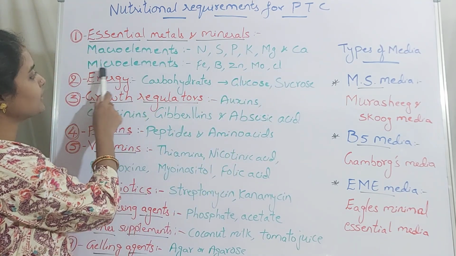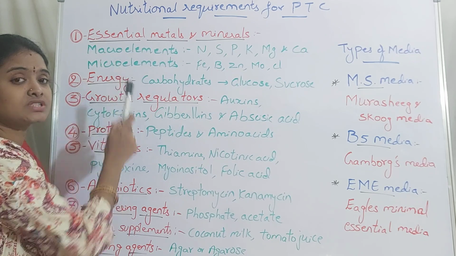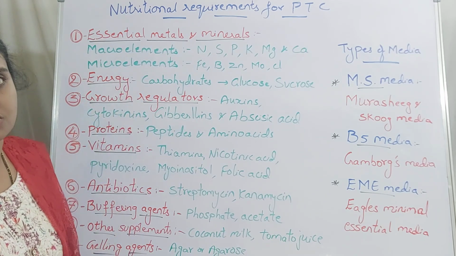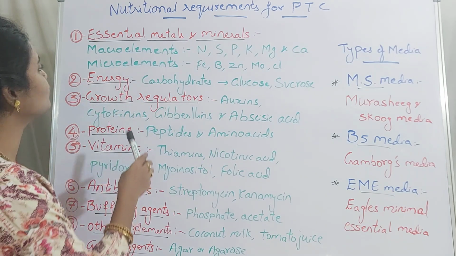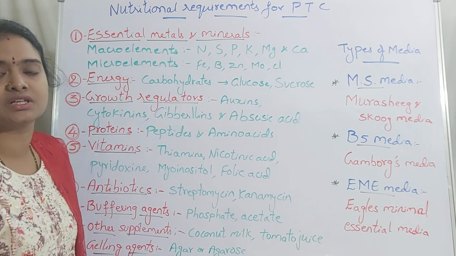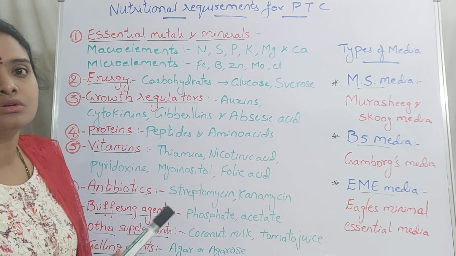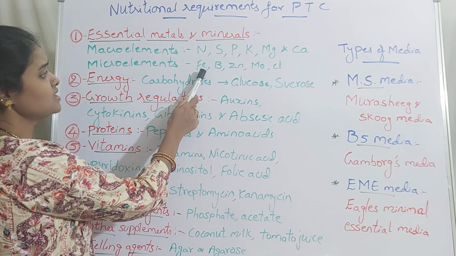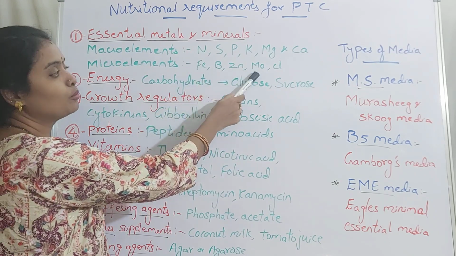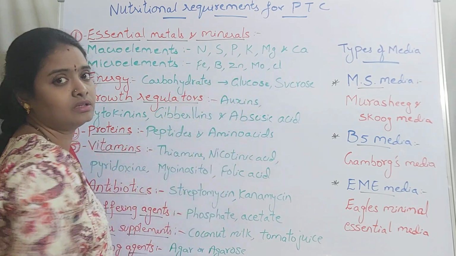Then you have the micro elements. These are the metals which are required in very low concentrations. The minimum amount of these elements is sufficient for the plants or the cells to grow. That is iron, boron, zinc, molybdenum, manganese, chlorine, etc.